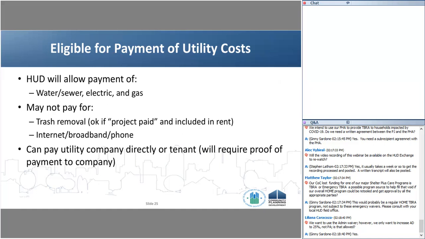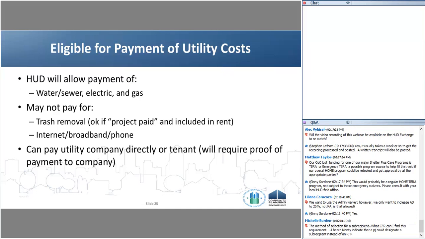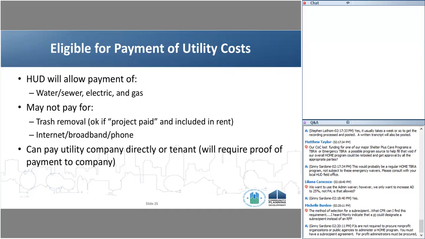We want to stress that HUD, with this waiver, is allowing the payment of water, sewer, electricity, the water sewer bill, the electric bill, and the gas bill. Under utility allowances, there might be other things such as tenant-paid trash removal and things like that that are not included in this waiver, and internet, broadband, or phone are not included in this waiver. You are permitted to pay water, electric, and gas.